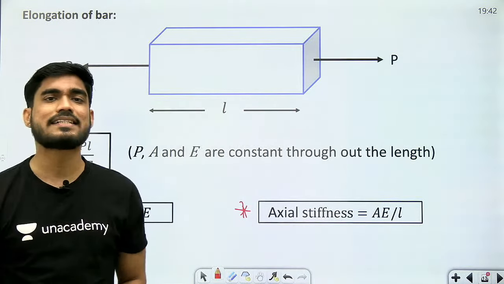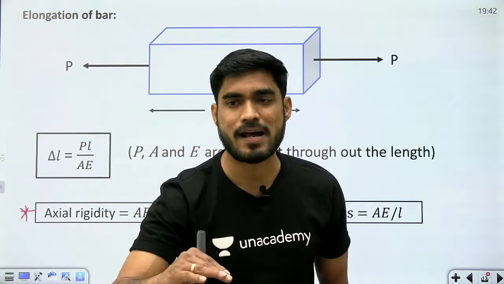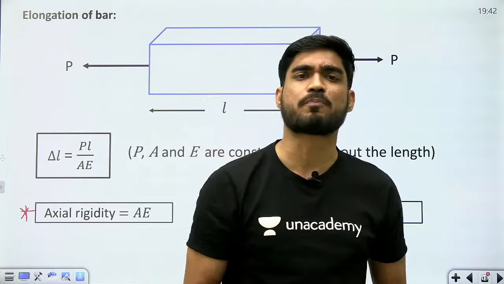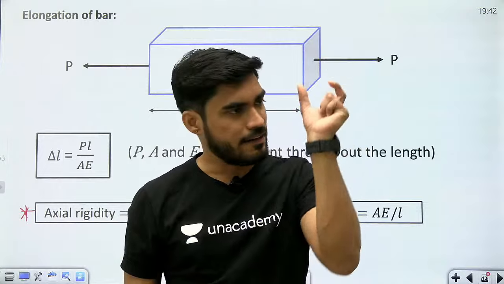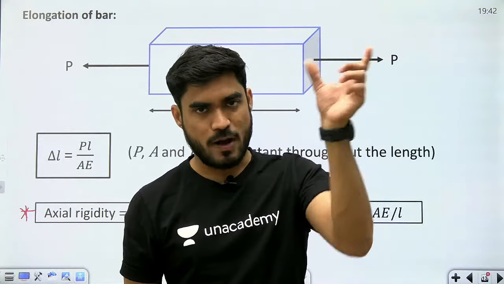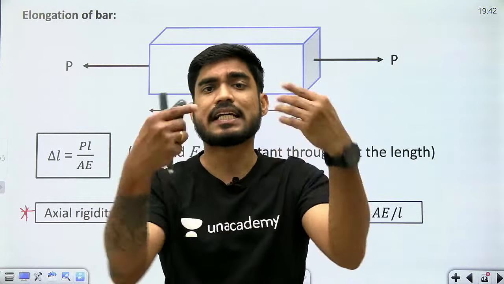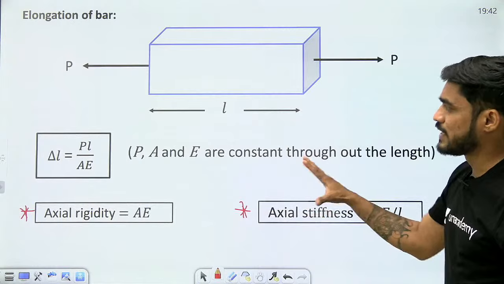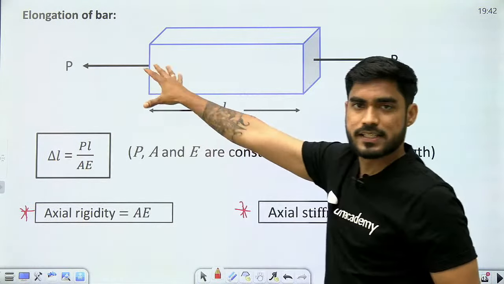And what is axial stiffness? Stiffness का मतलब क्या होता है? Load divided by deformation. Load required for unit deformation. In case of spring, what is stiffness? F upon X, right? Force divided by deformation. Force required for unit deformation. मतलब 1 mm deformation के लिए कितना force चाहिए? So beta, here also the axial stiffness is same. For 1 mm delta L, how much force is required?